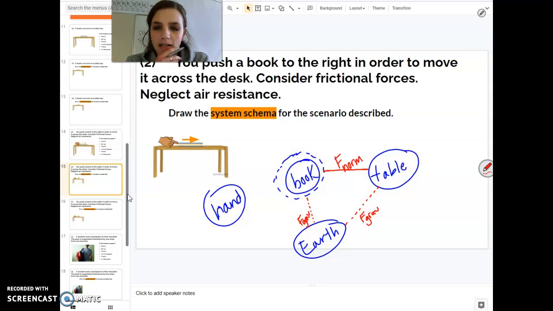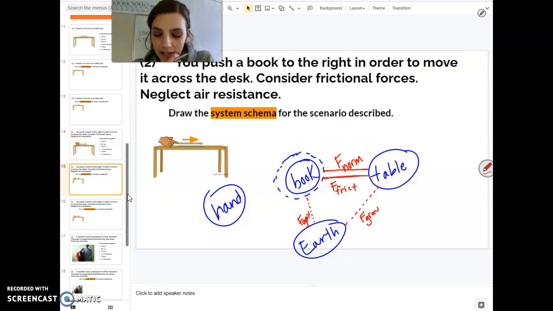Now, we said that there was at least one other force from that checklist, and it was the force of friction. Because the book is in contact with the table, the book is what's sliding across the table, the force of friction is between the book and the table. Since there's contact, it's a solid line, and we label that the force of friction.